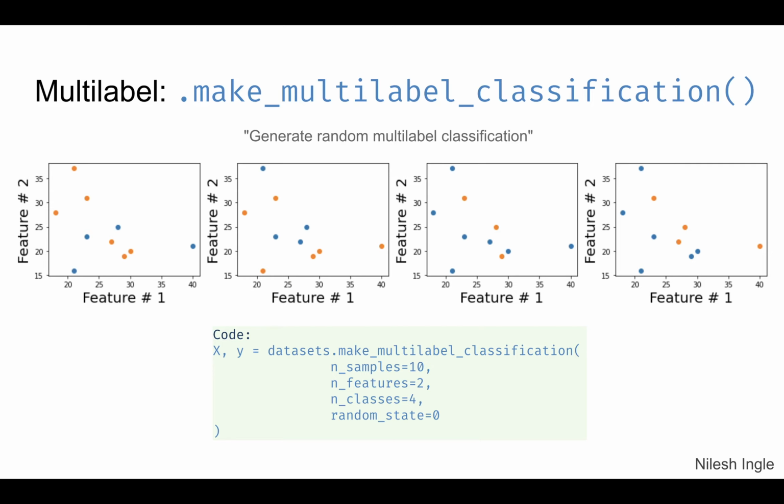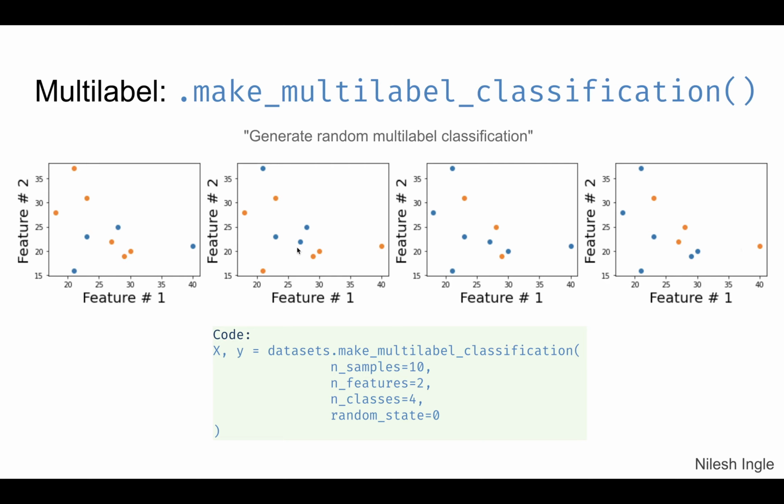Then we have a multi-label case. In this, we have a command make_multilabel_classification. Here we can create a random multi-labeled classification data set as shown here. There are 4 plots shown. And again, in the command, we can specify number of samples, number of features, number of classes, etc. And here I'm just showing there are 4 classes. So there are these 4 different sets of data that are created.